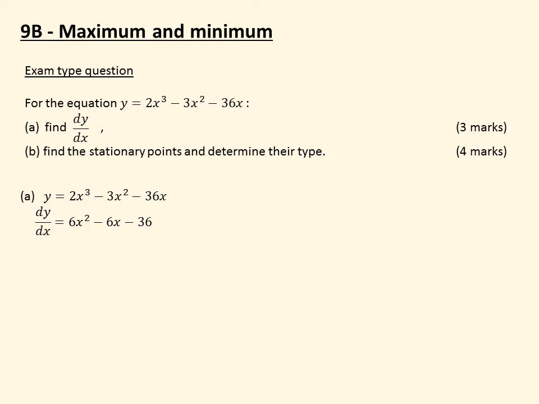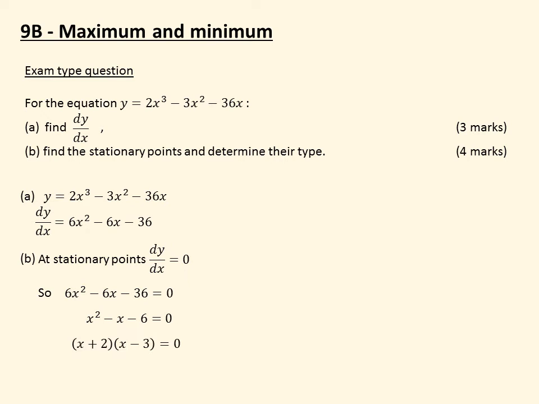In part B, we need to find the stationary points and what type they are. So first, we need to find the stationary points. This is going to happen when the derivative is 0. So if we set the expression for the derivative equal to 0, we can divide through by 6 and factorise the quadratic. So we can now say that the stationary points happen when x is minus 2 or x is 3.